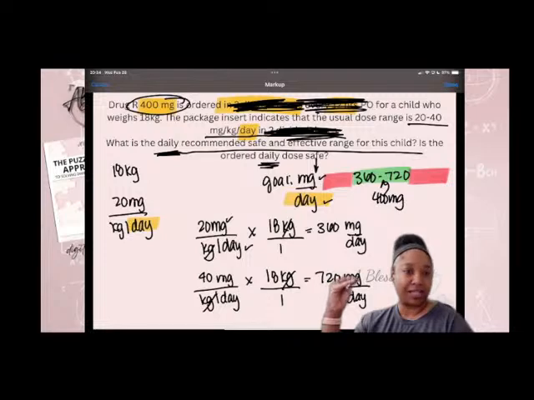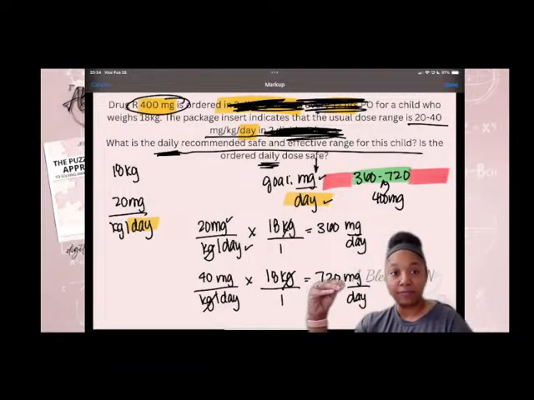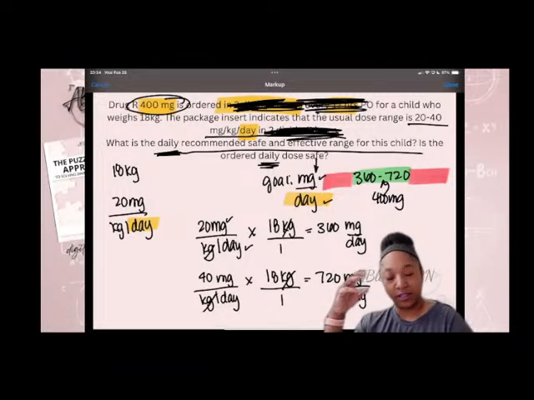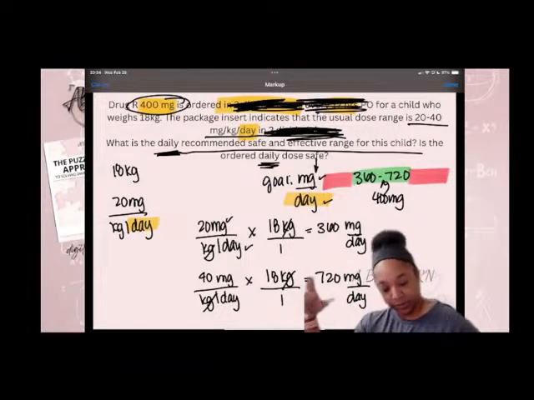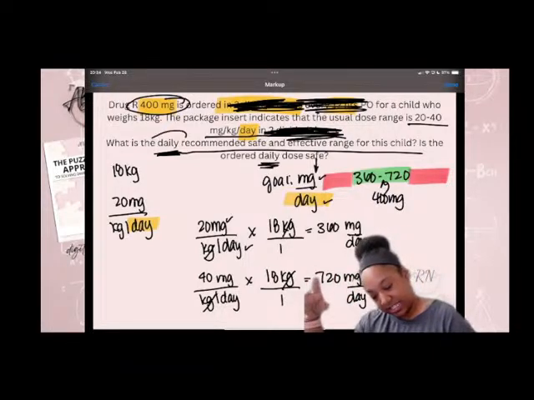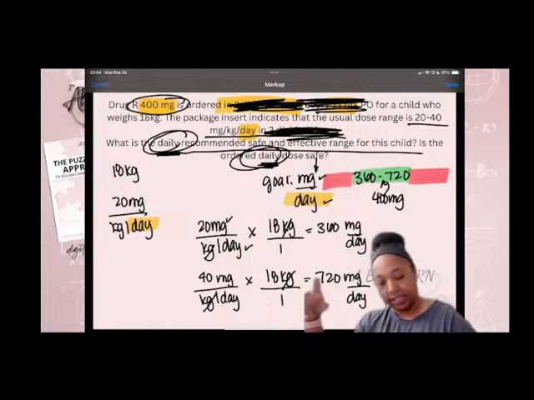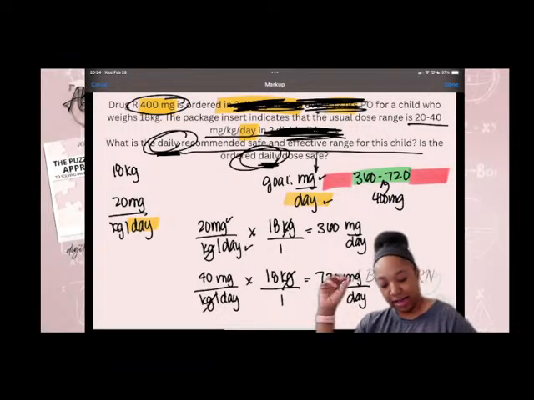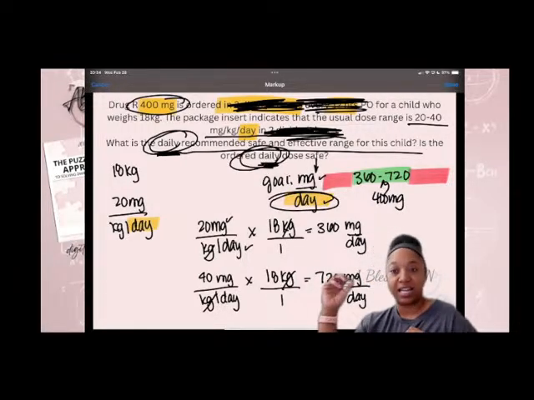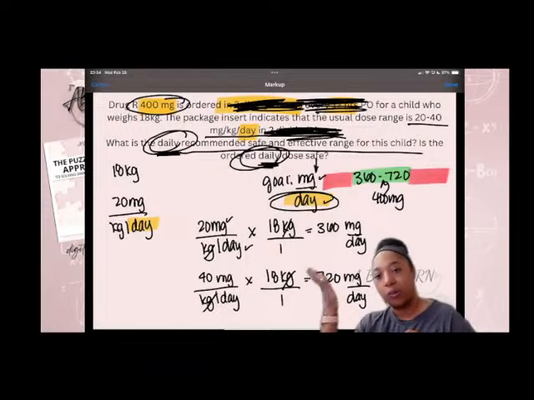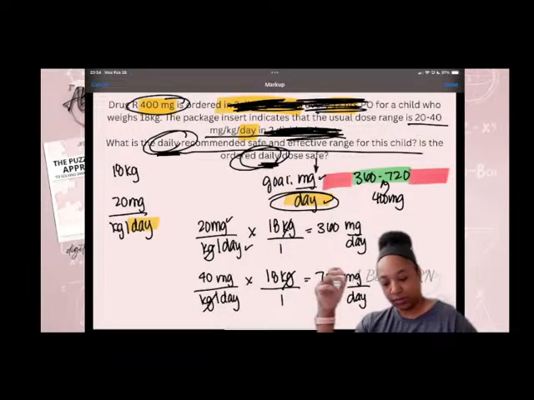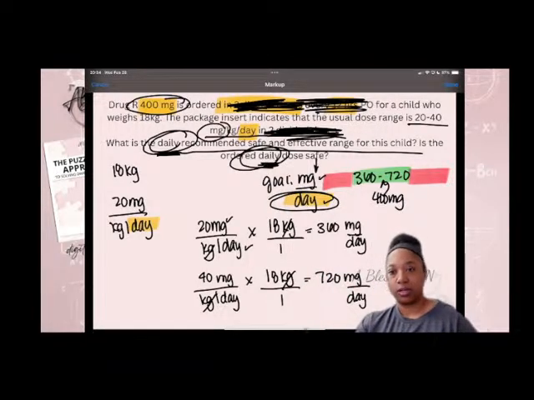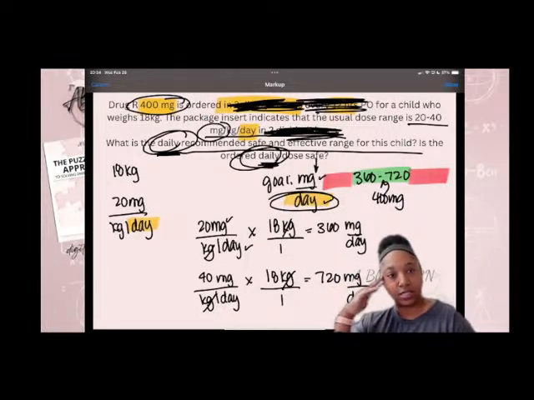You don't pay attention to what's ordered first. You find the goal based on what the question is asking you. In this case, it said daily. So we found out how much to give in the day. That's why our goal was milligram per day. And of course it was milligram because that's what the medication is ordered in, and that's what the safe dose range is in milligrams.